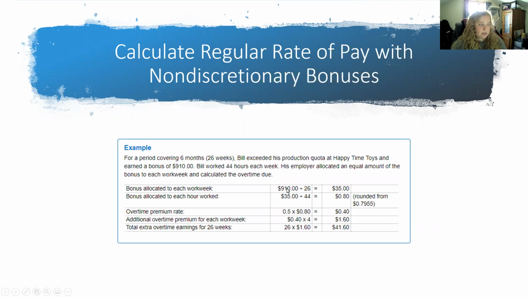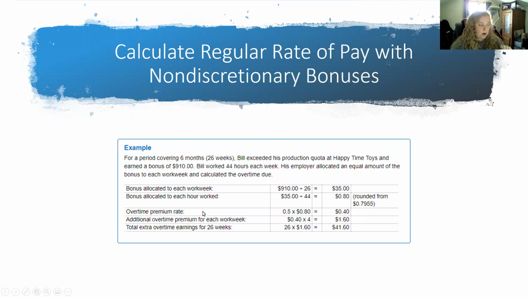So they took his $910 bonus and divided it by 26. And that came out to $35 per week that he worked. Then they allocated that $35 per hour. So they did $35 divided by 44 hours each week. And they got 80 cents, which of course was rounded a little bit.